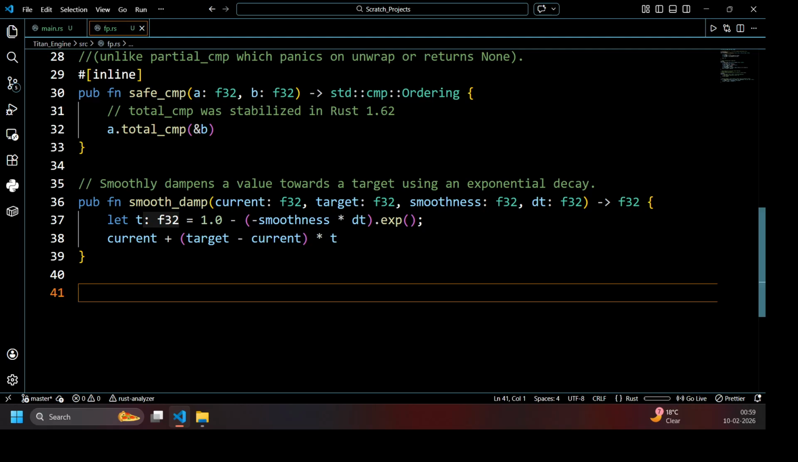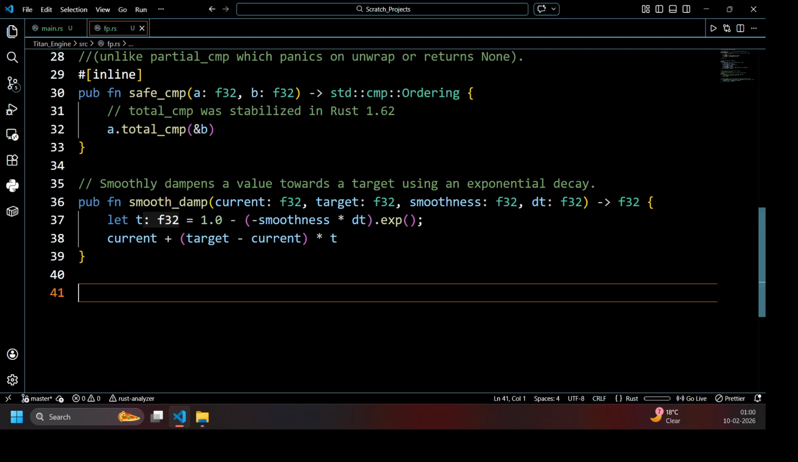A bigger number means faster smoothing. Okay, here's the magic math line. let t = 1.0 - (-smoothness * dt).exp(). Okay, let's break down the calculus here without actually doing calculus. That .exp function is Euler's number, e, raised to a power. The exponential function, the foundation of natural growth and decay. Exactly. We are calculating the formula 1 - e^(-smoothness times dt).